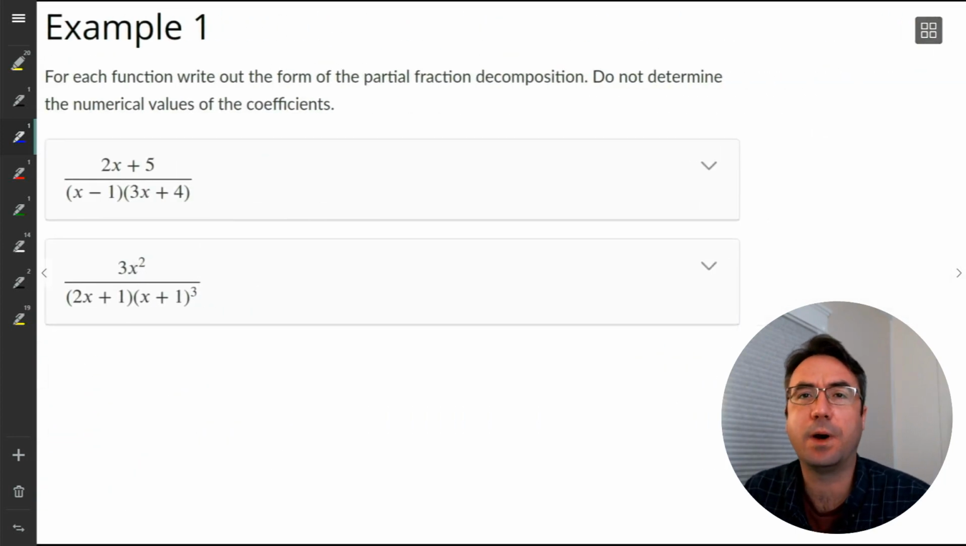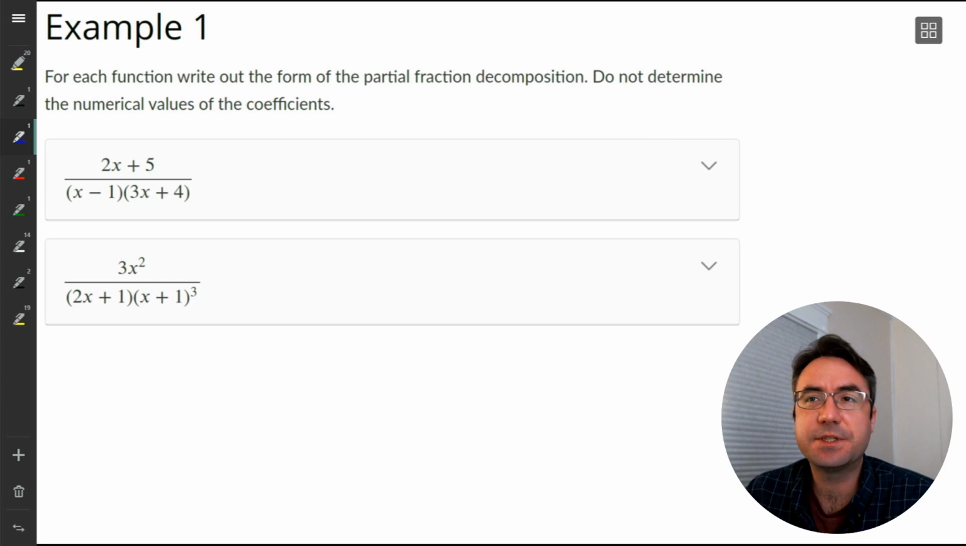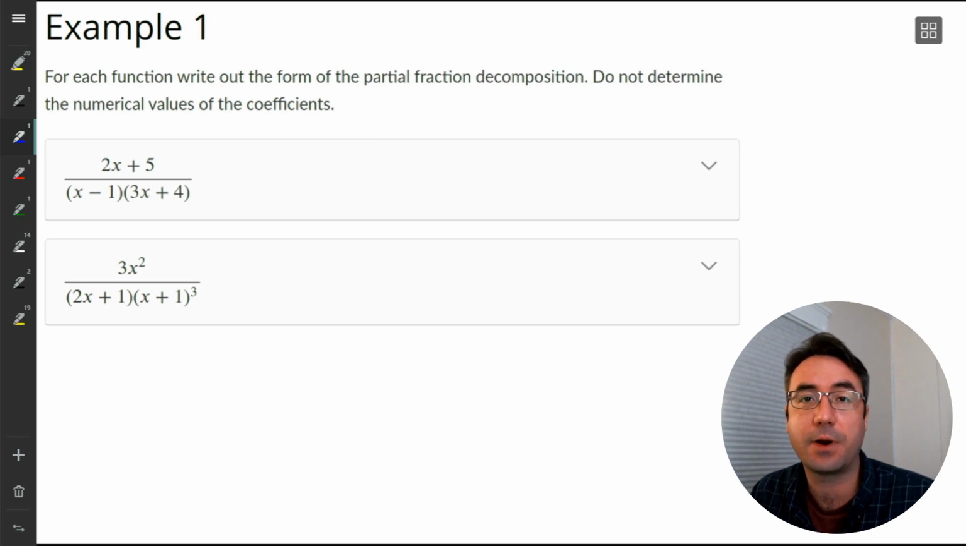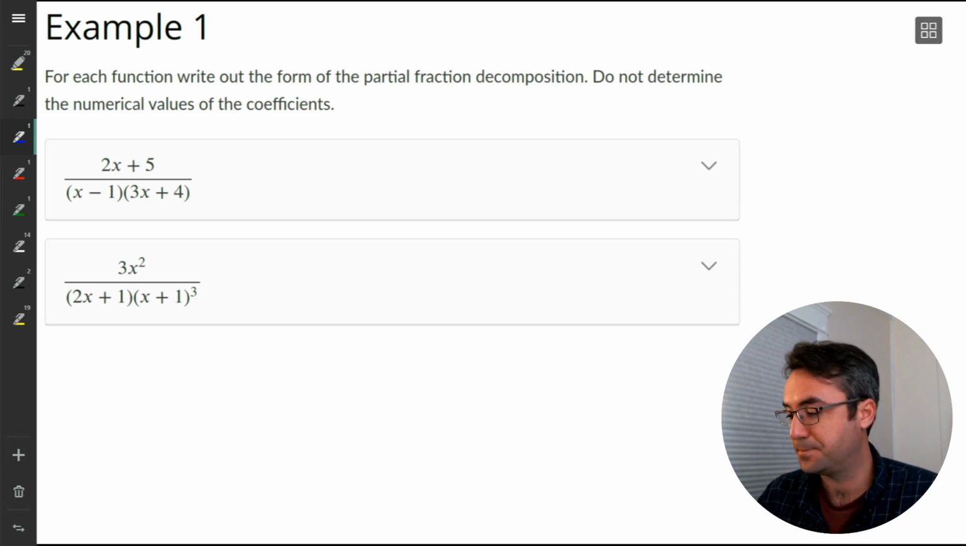So let's look at example 1. In this example, we're given a few functions, and we're going to write out the form for our partial fraction decomposition, but we're not going to determine the numerical value of the coefficients. We're just trying this out. So we're just going to write the format for our partial fraction decomposition. We'll see how to find the coefficients in a little bit.